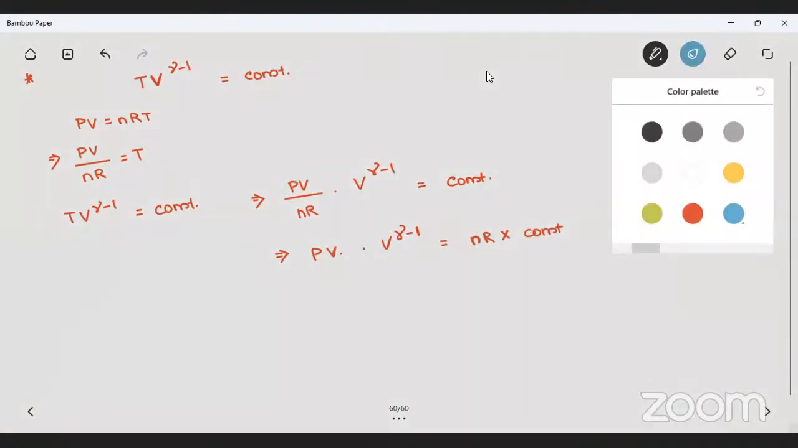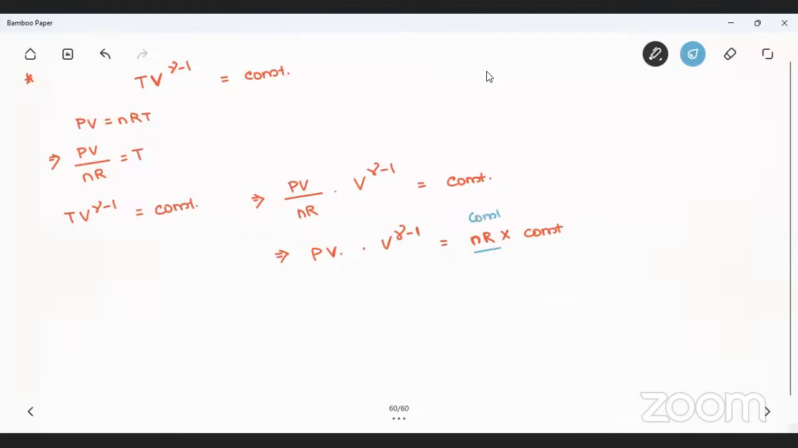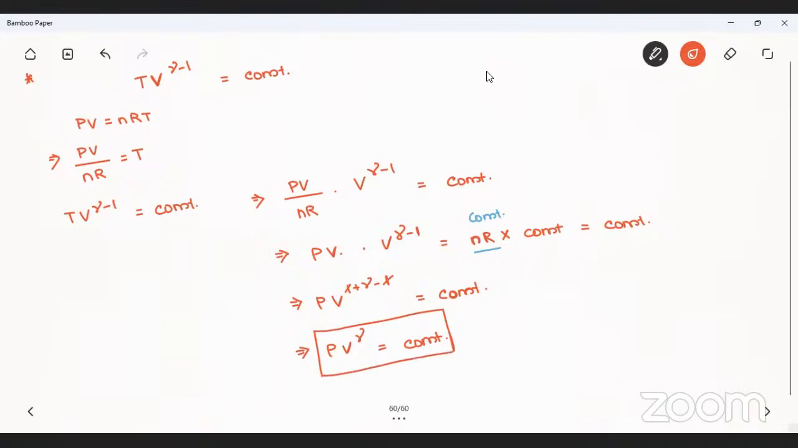nR is a constant, right? nR is a constant from birth. And what is constant multiplied by constant? It also becomes a constant. So what can we write this? P V to the power 1 plus gamma minus 1 is equal to constant. So the 1 gets cancelled: P V to the power gamma is equivalent to constant. So this is another formula that you got, that you have to remember. Is this part clear? This derivation? Yes, ma'am. Good. Okay.